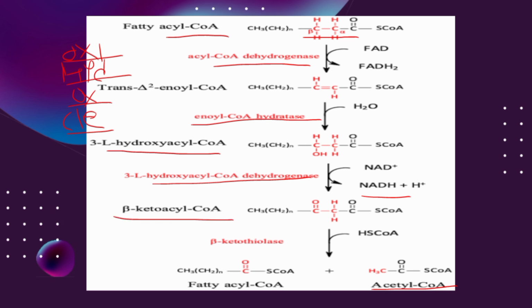And last is cleavage. The final reaction liberates 2 carbon fragment, that is acetyl CoA from acyl CoA with the help of enzyme beta ketoacyl CoA thiolase. Thus, the breakdown of individual fatty acid occurs as a repeating sequence of 4 reactions.